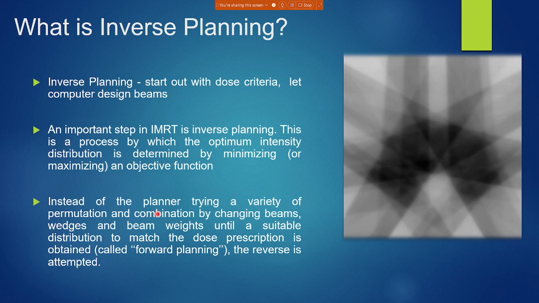Here, instead of the planner trying a variety of permutations and combinations by changing beams, wedges, and beam weights and things like that, until you get a dose distribution. Normally in forward planning you keep changing all this, but here the reverse is attempted. You say this is the dose distribution you want and let the system decide what has to be done.